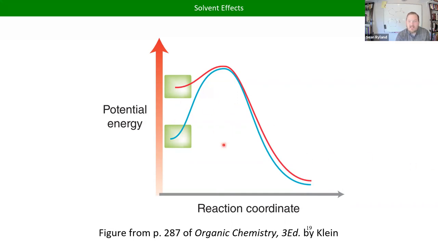Right? If we stabilize everything the same amount, then that's not going to speed up our reaction at all, because our transition state barrier would still be just as high relative to where we started. But if we can stabilize the transition state and the products without stabilizing the reactants, that's going to make our reaction go faster.